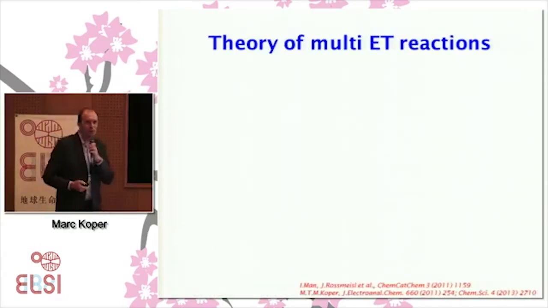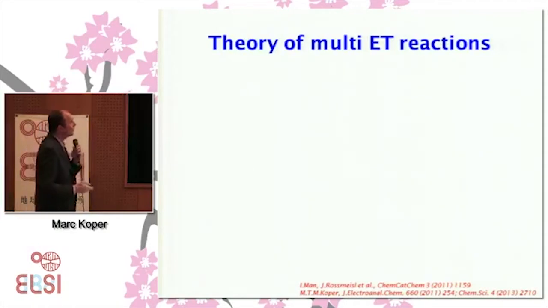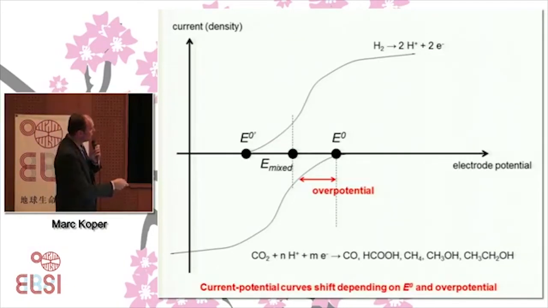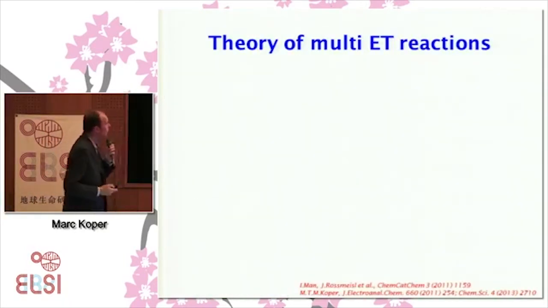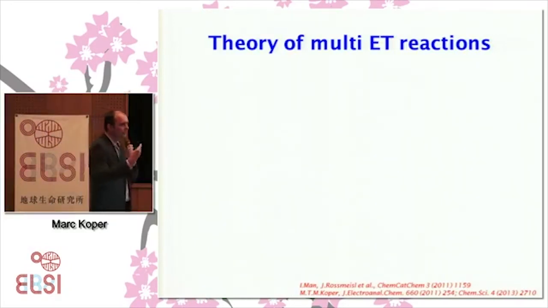What I want to talk about is how to catalyze electron transfer reactions. And one thing you may have noticed, if we catalyze CO2 to, let's say, CO or formic acid or methane or methanol or ethanol, these are things that we can make, but this requires a different number of electrons. And one thing I've learned is that the overpotential that we typically find to catalyze a certain reaction depends on the number of electrons that we're trying to transfer.